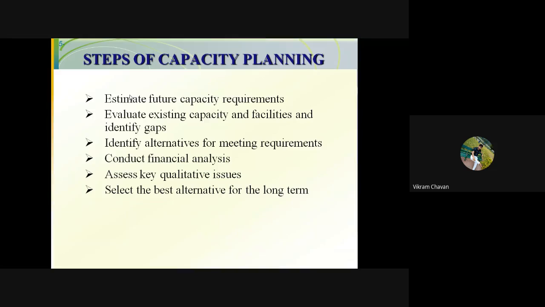Assess key qualitative issues, if there are any. Then select the best alternative for the long term. On that basis the alternative will be selected at the end, and that will be implemented in the plant for a long period of time. So those are the steps of capacity planning, and we can inline these steps with the process also.